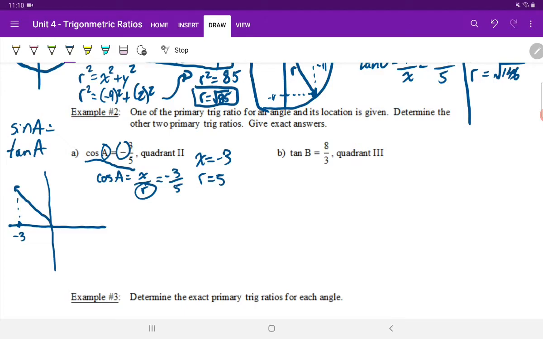The question is, what is the y value right there? We don't know what that y value is. If we're going to write out the other ratios of y over r and y over x, we clearly need to know what y is. But we know the radius and we know x. So if we set up the Pythagorean Theorem and we sub in our 5 for r and our -3 for x, we can solve for y.